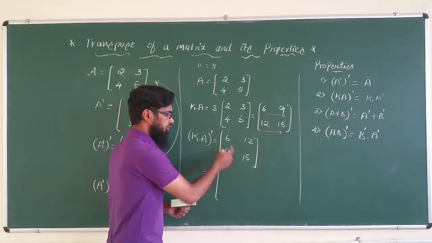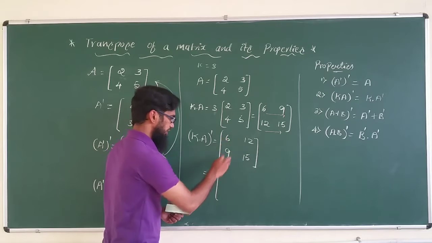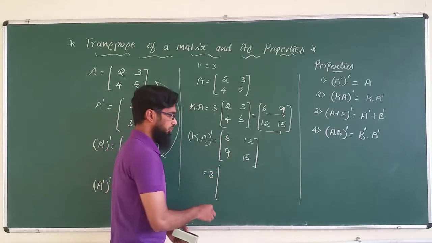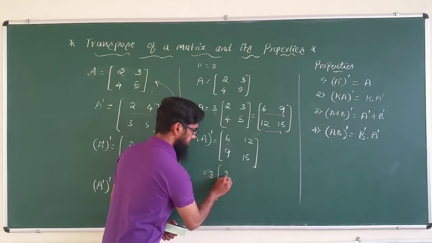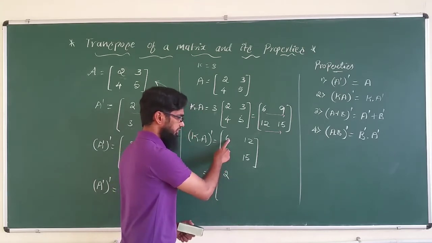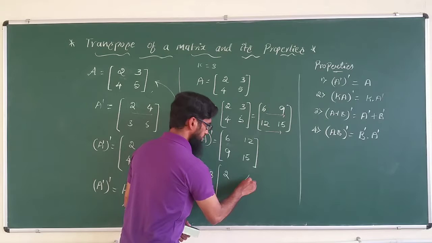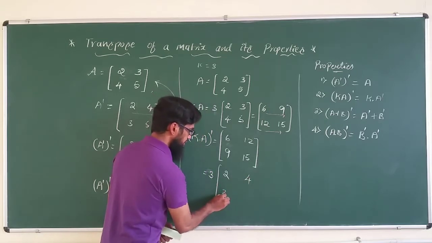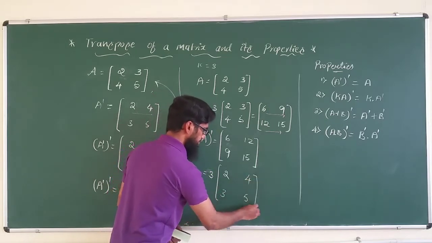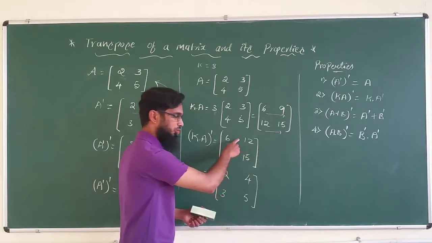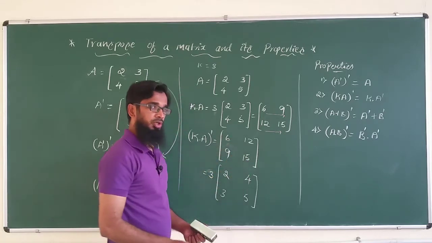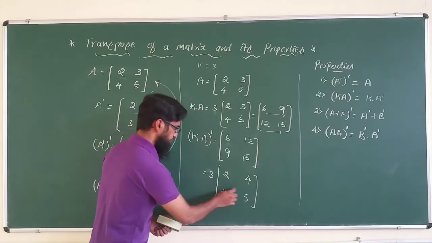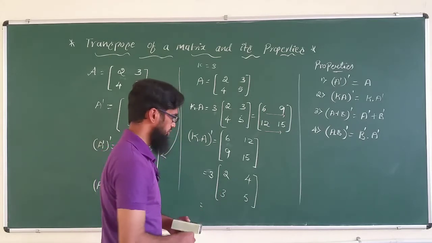So if I take 3 as a common factor from this matrix, what are the remaining elements? We will have 2, because 2 threes are 6. Then 4 will give 3, and again this is 5. If you multiply again, I am going to get the same matrix: 3 twos are 6, 12, 9 and 15. Okay, now we are getting some matrix.